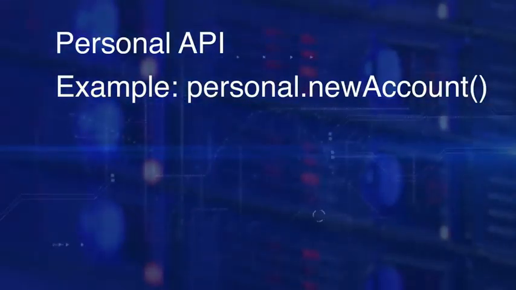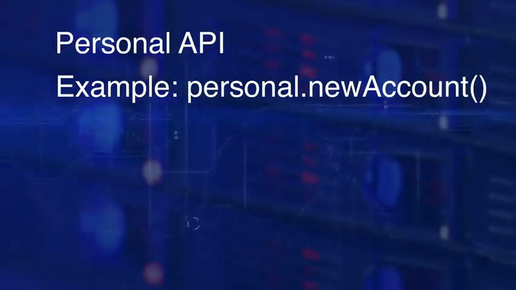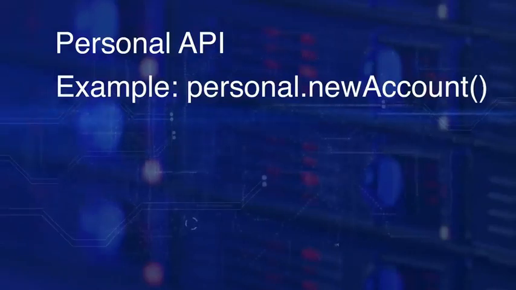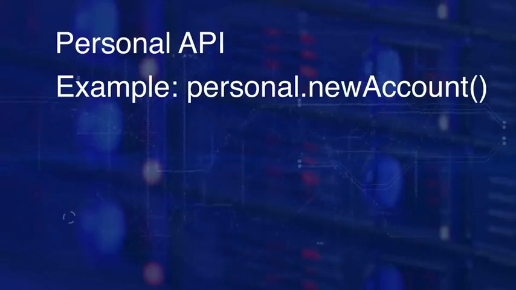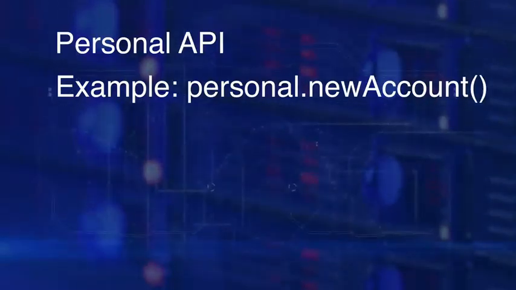Personal API deals with the creation and management of accounts within a node. It also manages private keys in the key store. That's why it is called Personal API. Example: personal.newAccount will create a new account within a node.